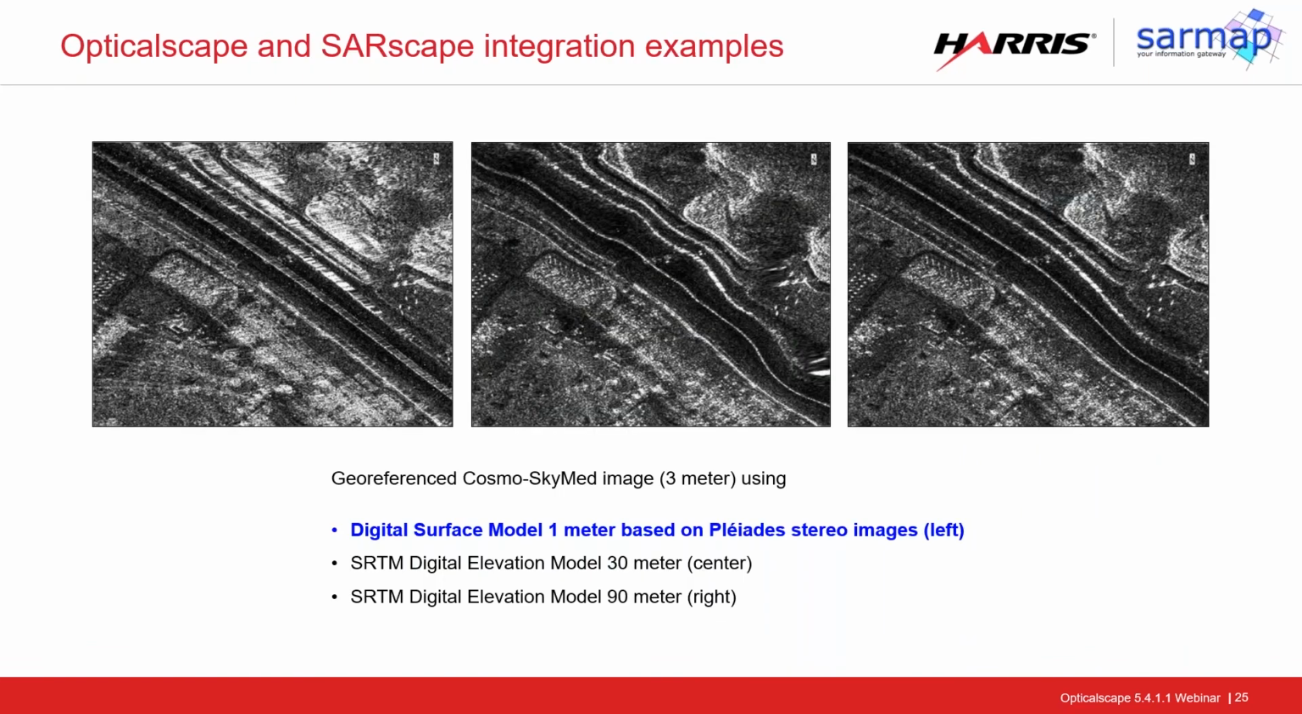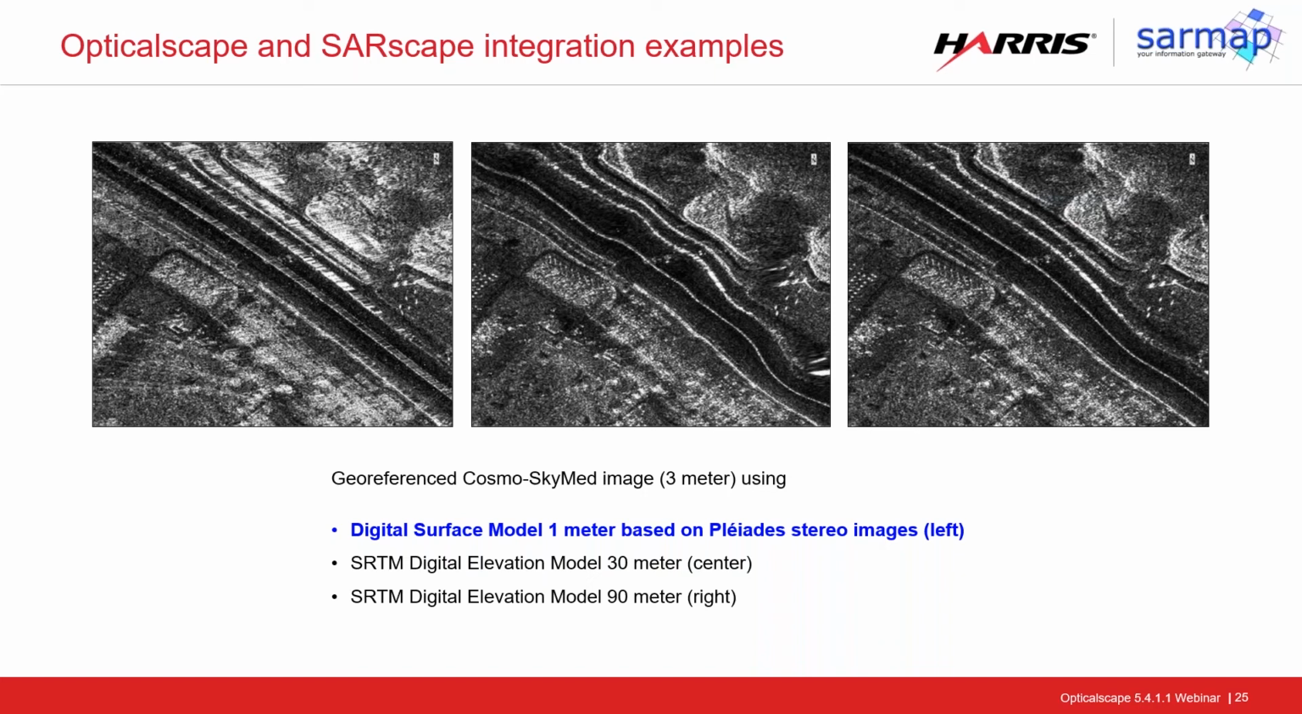We have talked about the fact that we can use Opticalscape in conjunction with SARscape. This is an example of what can be done in the basic module, for instance, which is georeferencing of Cosmo SkyMed images. We can do it, for instance, using an SRTM digital elevation model, which is free to use. But the resolution of this digital elevation model is quite low. So, for instance, on the right image, we have used a 90-meter one, and we can see that there is a noticeable deformation of the features.